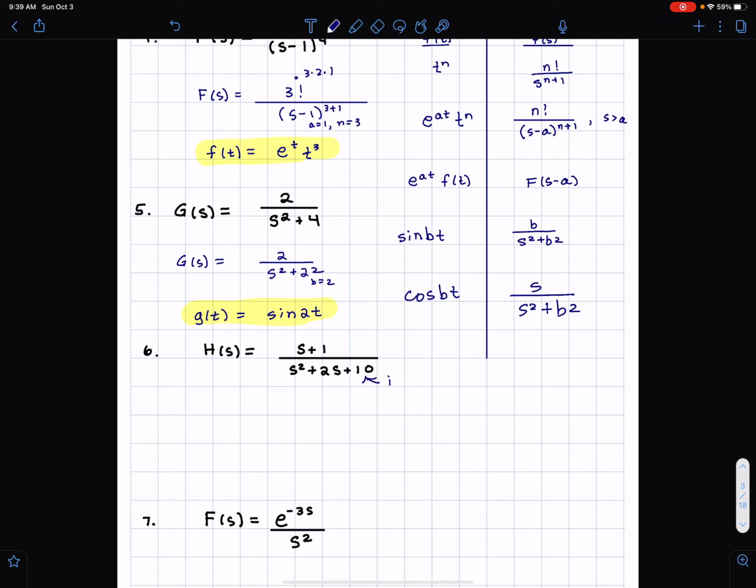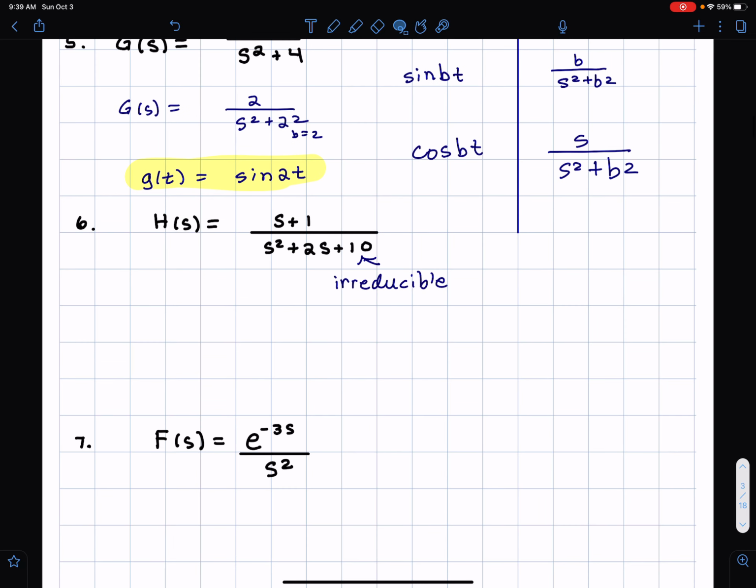It does not factor. If I use the quadratic formula, underneath the radical is b squared minus 4ac, also known as the discriminant. The discriminant is going to be negative, so that tells us if we use the quadratic formula, we get the square root of a negative number, which means it does not have real roots. So it's irreducible.